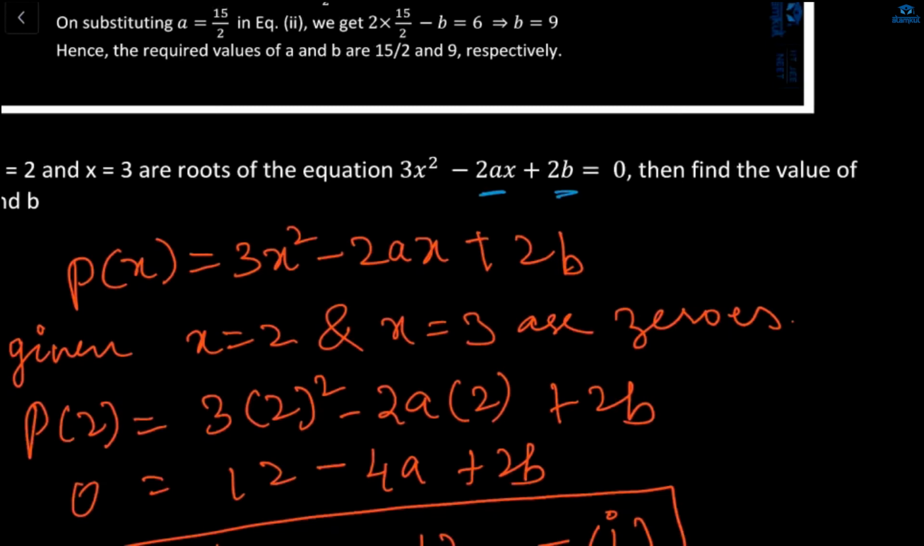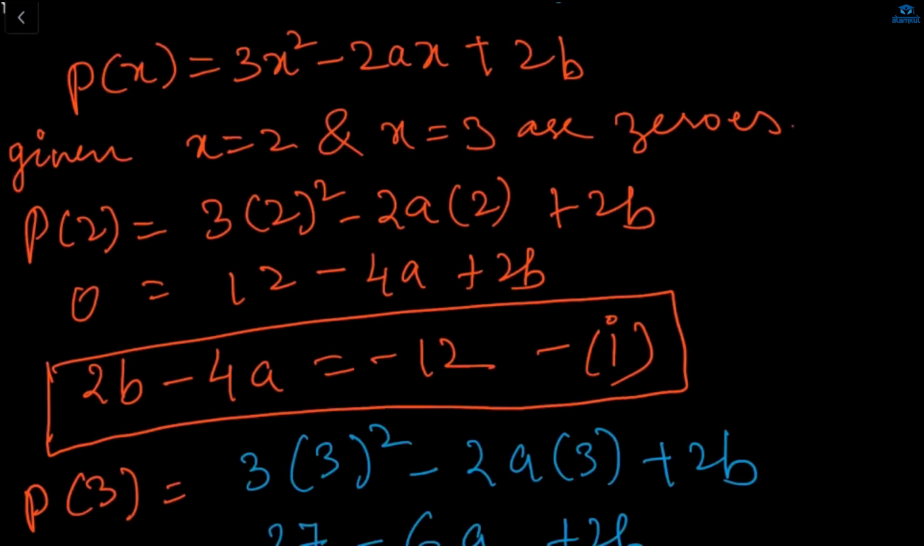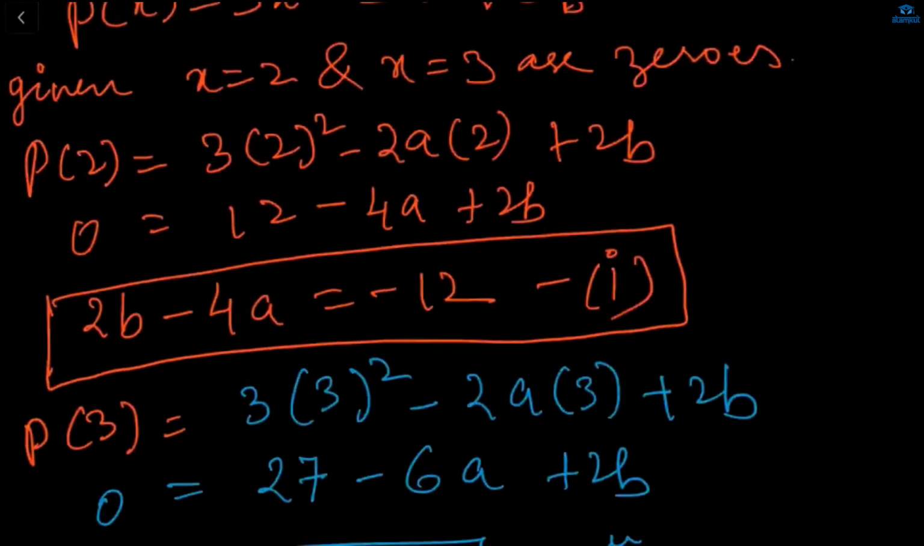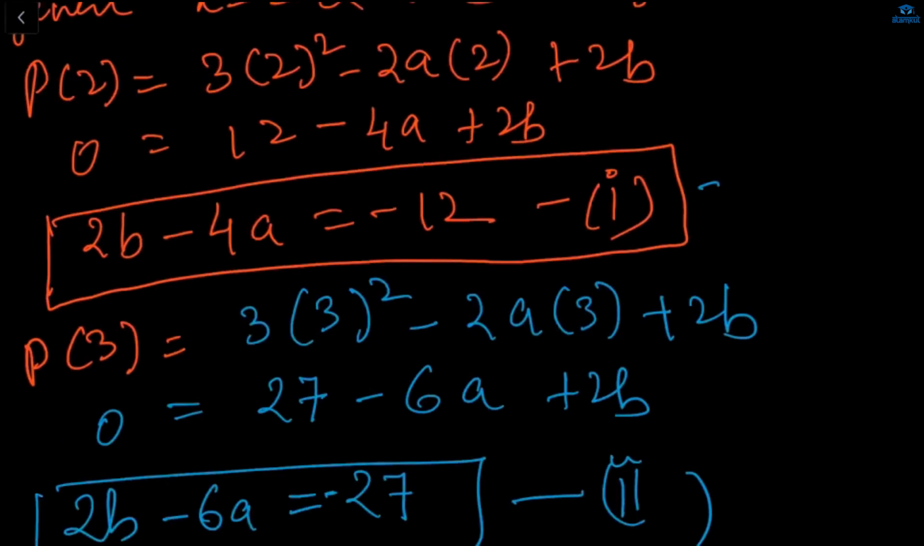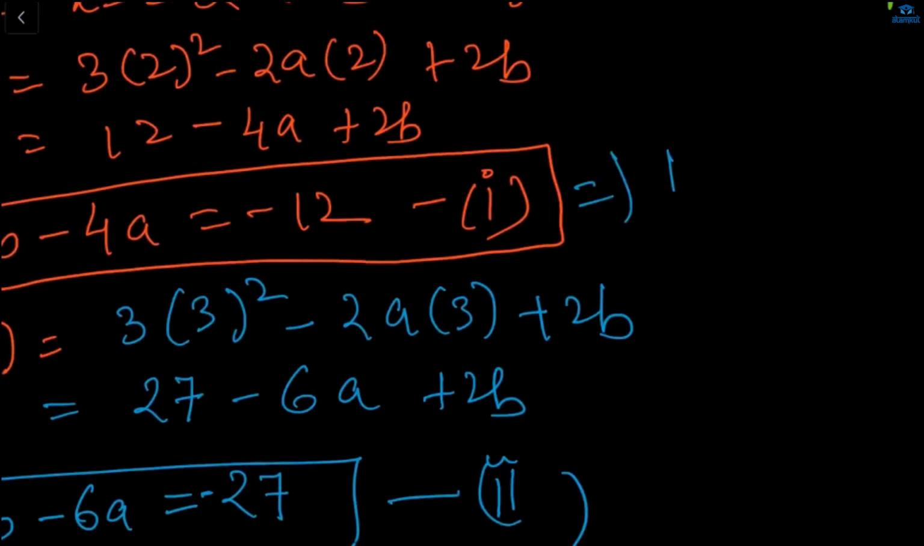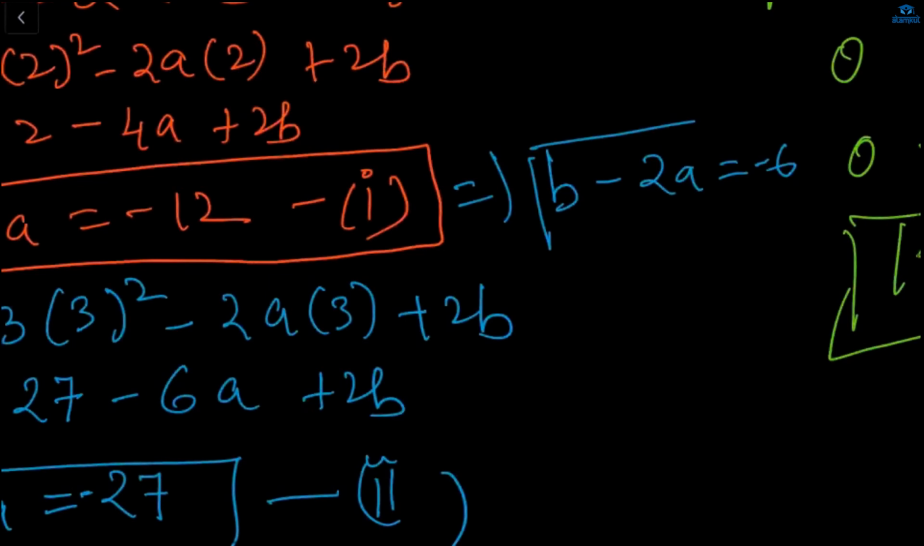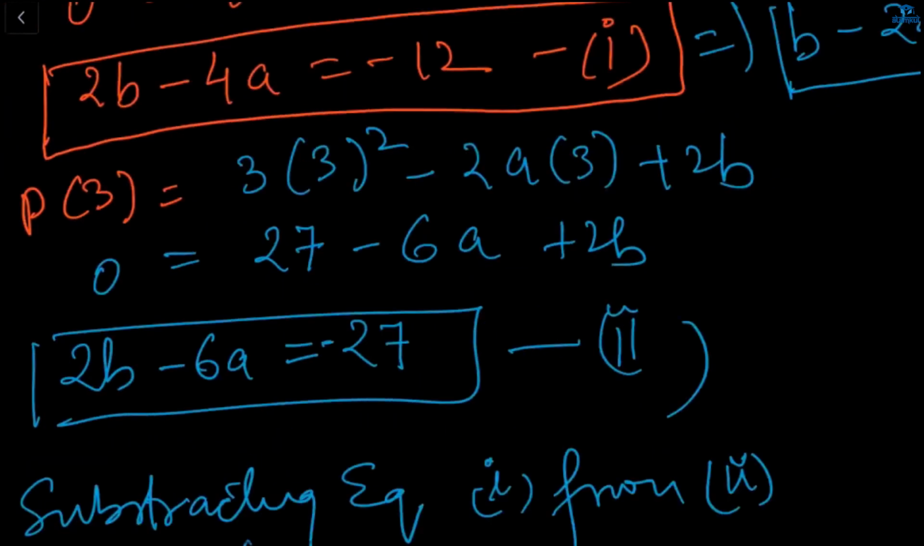When we put p(2) equal to 0, we form the equation 2b minus 4a is equal to minus 2. In fact, you can take 2 common and write it like this, that will be better. Here you cannot take 2 common. For the second equation, when we put p(3), we get 2b minus 6a is equal to minus 27.